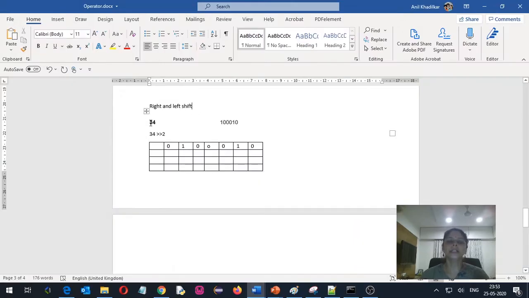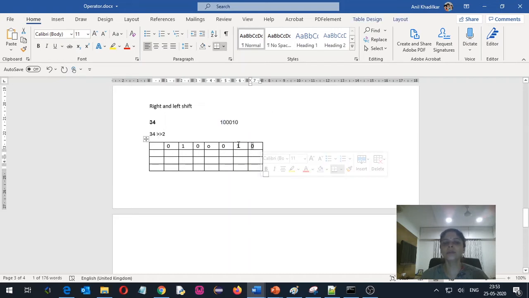To check the right shift operator, I am using the same number 34, and this is the binary representation of 34. You can see I have written the binary representation over here. When I am right shifting, every bit will get shifted one location to the right-hand side. So 1 will get shifted over here, and 0 will get shifted over here. Since on this side there is nothing, this 0 will be removed.